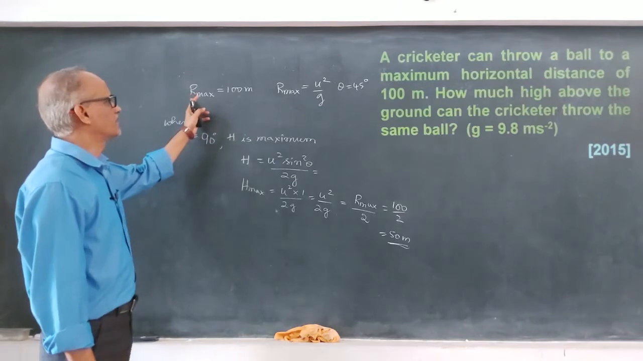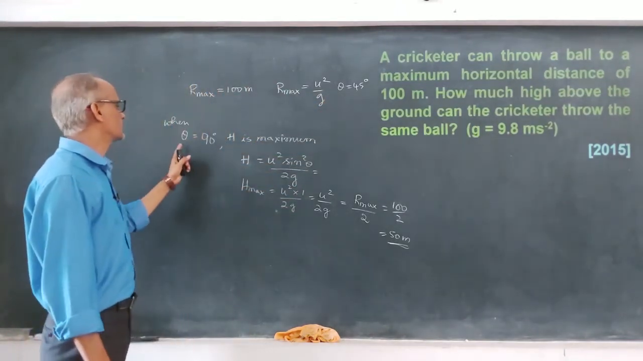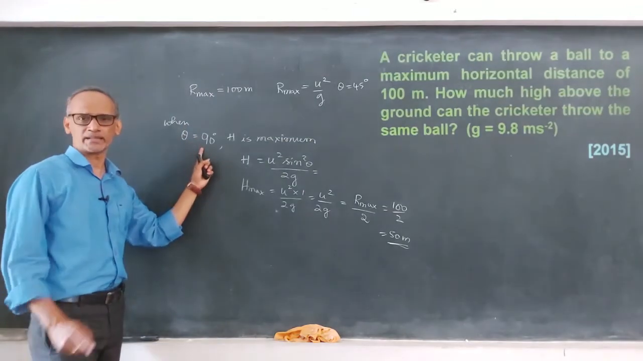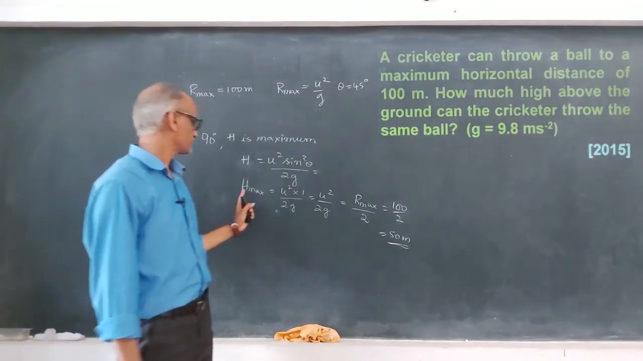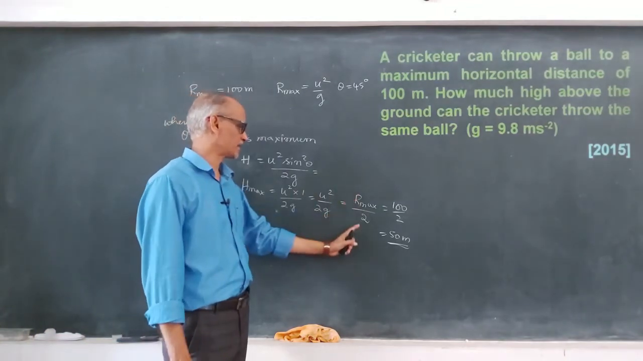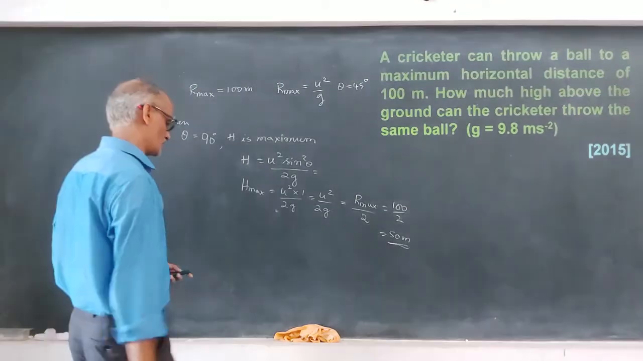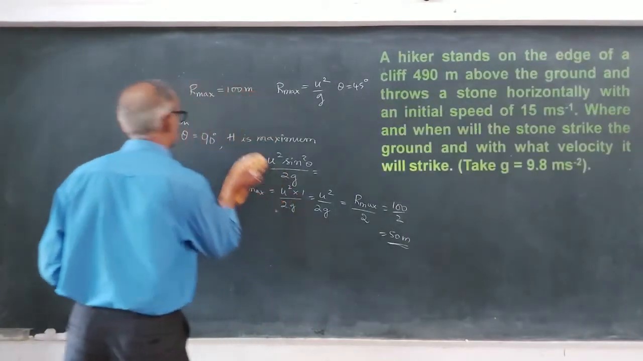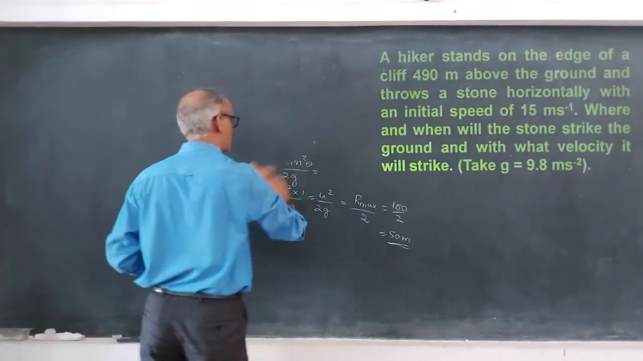They have given maximum range when theta is 45 degree, and how much high above the ground means we have to consider theta 90 degree and not equal to 45 degree, and based on that we get H max is equal to R max by 2, 100 by 2, which is equal to 50 meter. So, hope you have understood this particular question. So, now let us go through one more question.